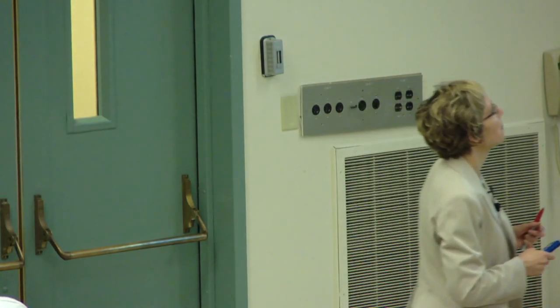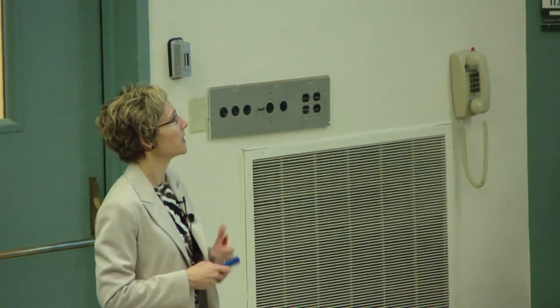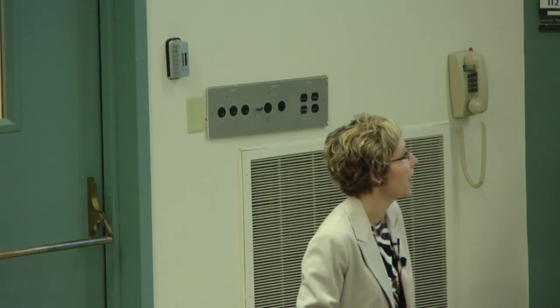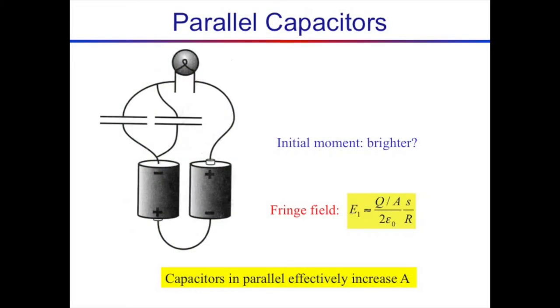In the initial moment, since I have two capacitors instead of one, these guys can hold more charge together, right? Having two capacitors in parallel effectively is like just increasing the surface area. It increases the amount of charge that you can hold on the capacitors. It increases the total surface area that you have. So it's very much just like doubling the surface area and basically doubling the capacitance.